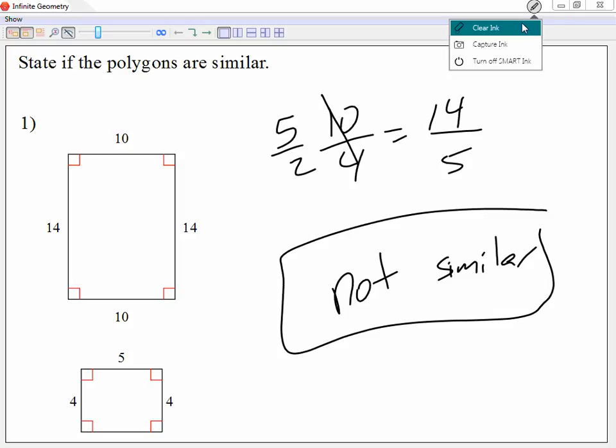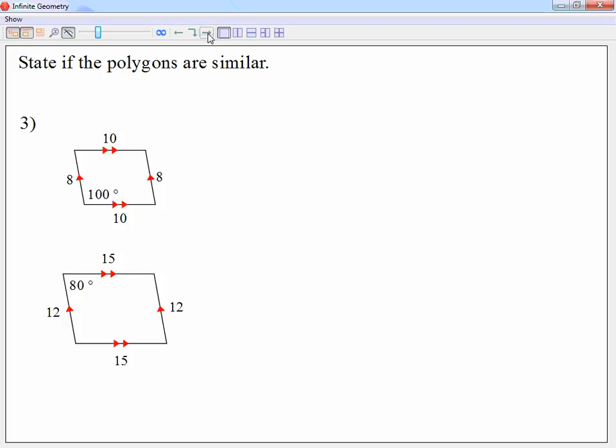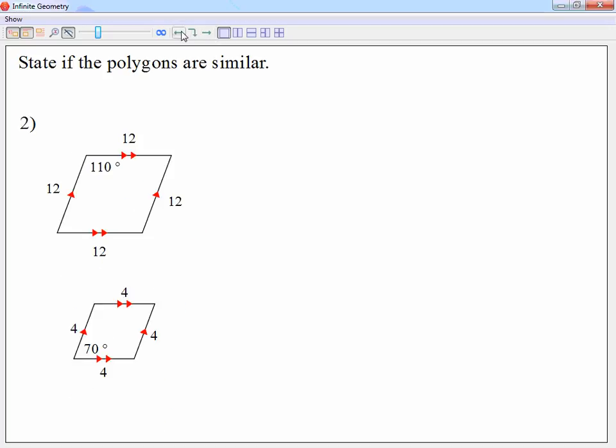All right, looking at question number 5. Wait, number 2, I'm sorry. Number 2. Okay, I know that in a parallelogram, two adjacent angles have to add up to 180. So one of them is 110, I know the other angle has to be 70, because they have to add up to 180. So angles-wise, I notice that my angles do repeat. My angles are the same.